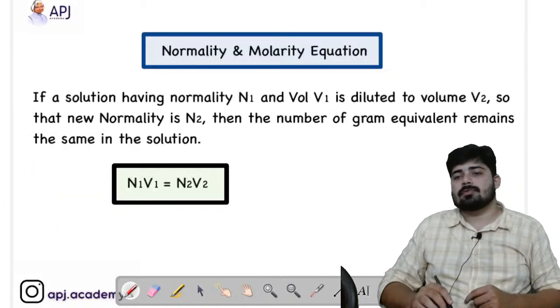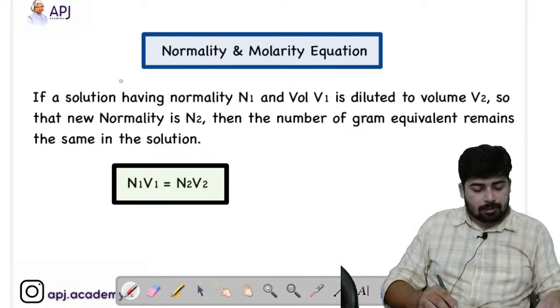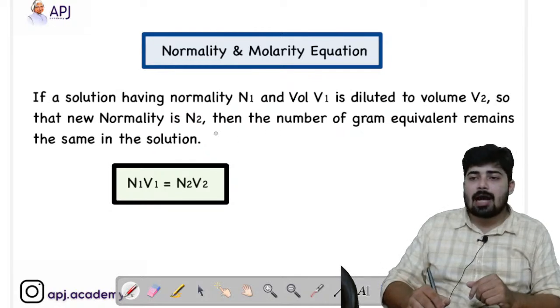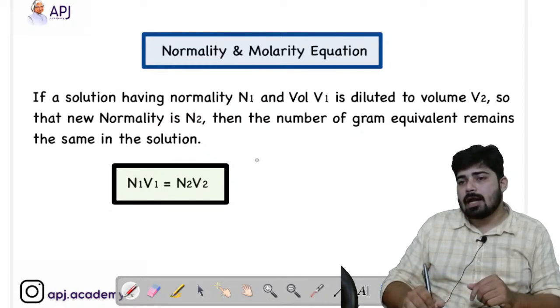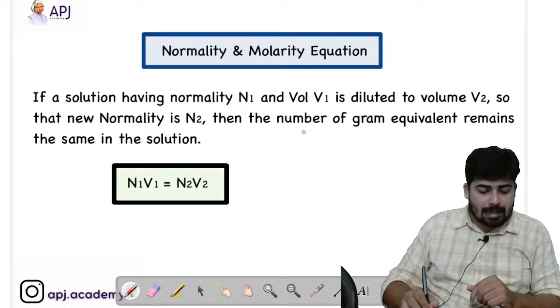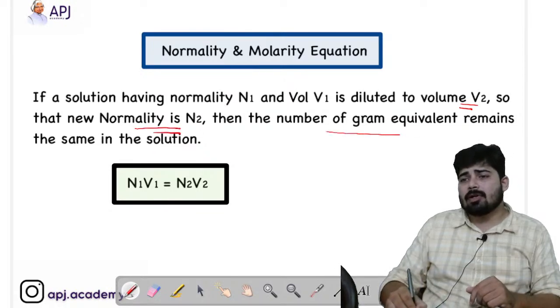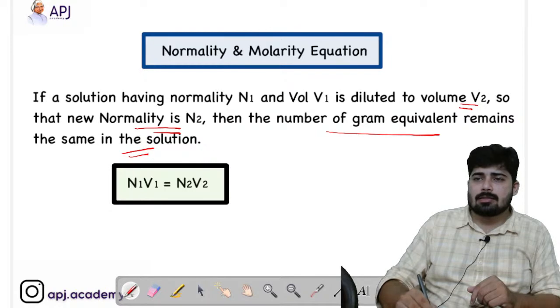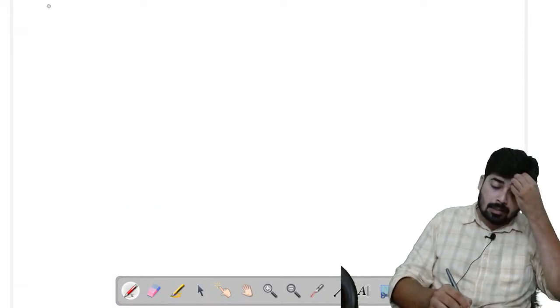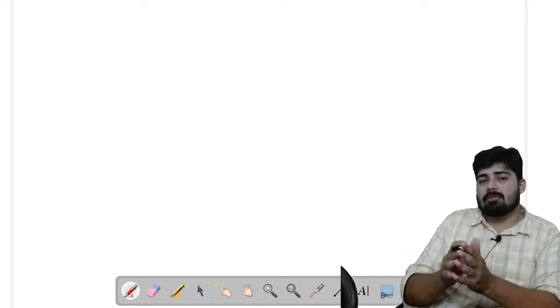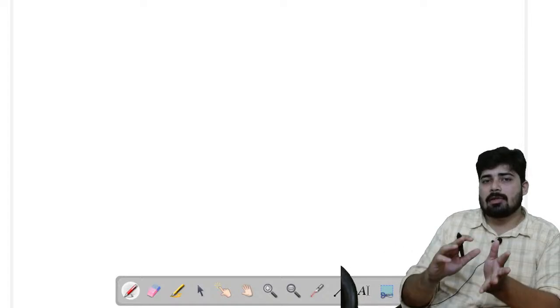Next, moving on. Here is an interesting result. If a solution has a normality of N1 and volume V1, and it is diluted to a volume V2, so that it will have a new normality N2, then the number of gram equivalents remains the same in the solution. Here I need to explain some facts. I have already told you that gram equivalents and moles are relatable, they are almost the same.